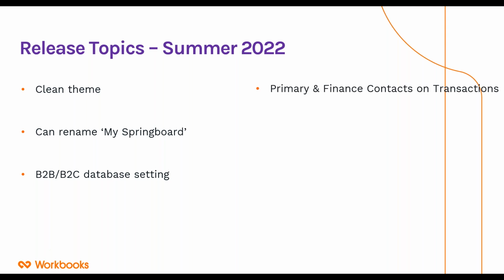Primary and finance contacts. We've added some standard fields to all transaction records that allow you to select primary and finance contacts. When you select those, you can also, if you choose, automatically display other related data, such as that contact's email address and telephone number.